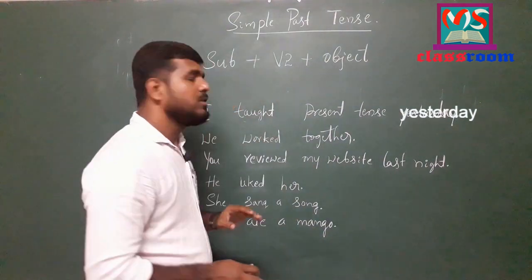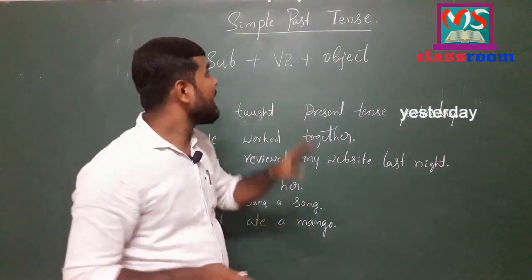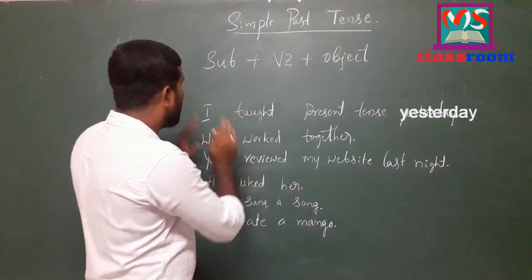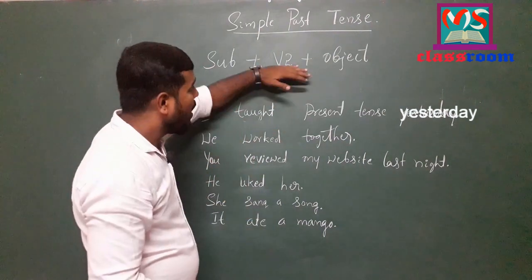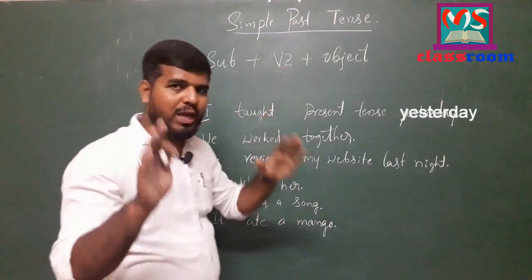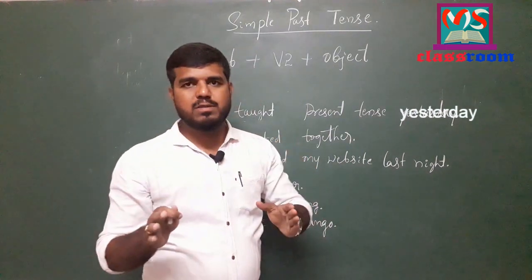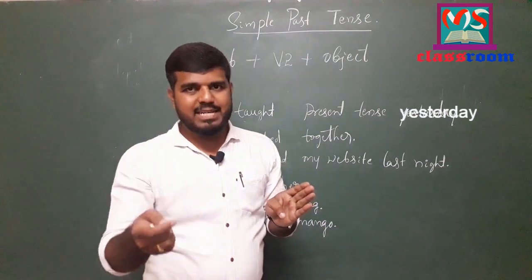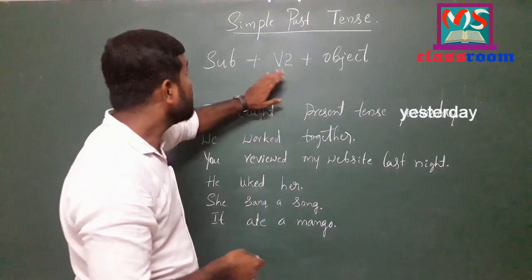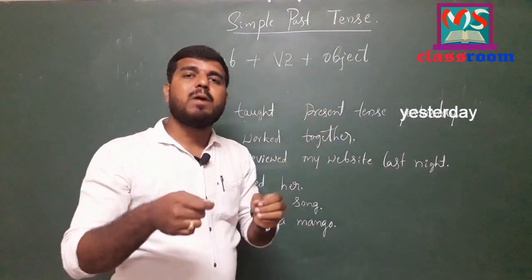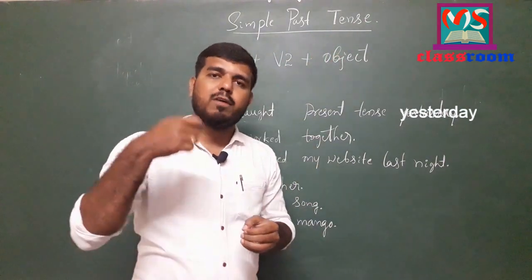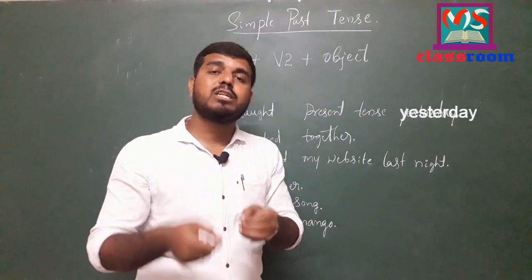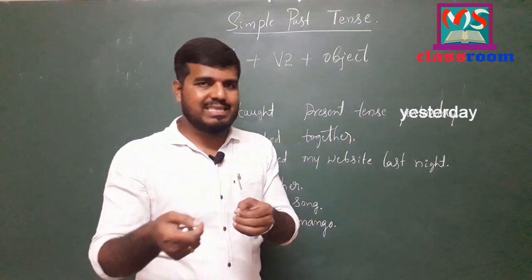Look at the formula here. To write affirmative sentences in simple past tense, we mainly add three elements. Look at the formula: subject and past form of verb. You know very well we have four forms of verbs. They are present form of verb, which is used in simple present tense; past form of verb, which is used in simple past tense; past participle, which is used in perfect tenses; and present participle form of verb, which is used in continuous and perfect continuous tenses.